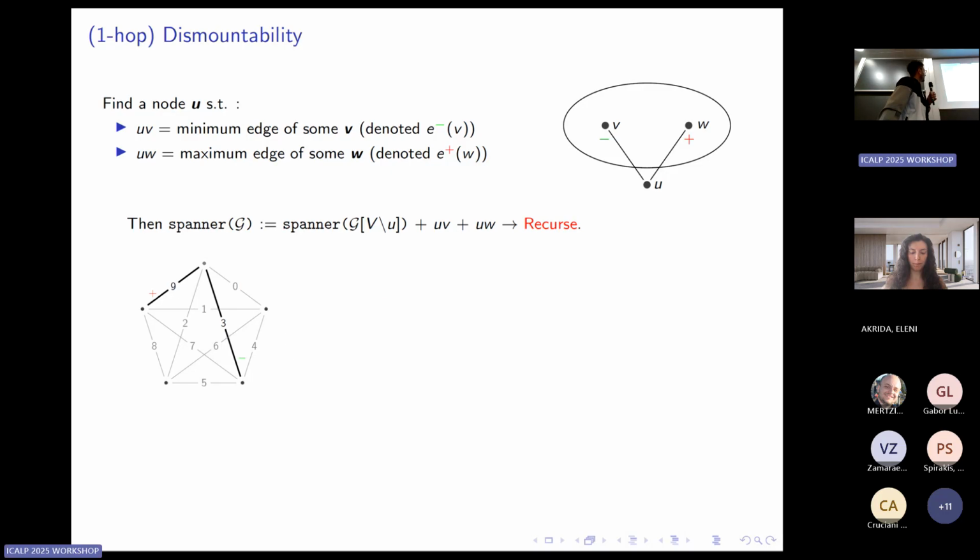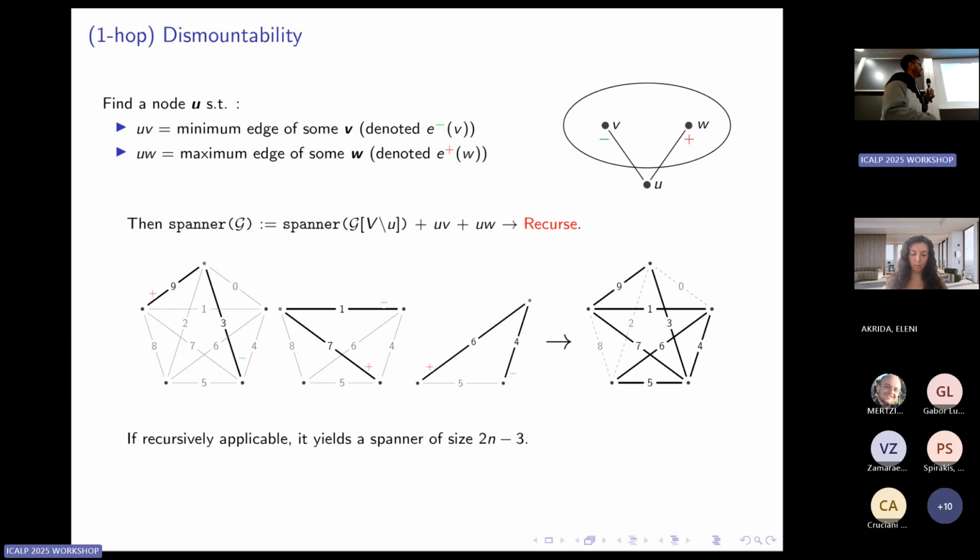And so we can remove it. We can remove at each time step a vertex that receives a minimum and a maximum. We remove it. We continue, and in the end, the spanner will look like this. And in fact, if this is recursively applicable, then it gives you a spanner of size 2n-3.